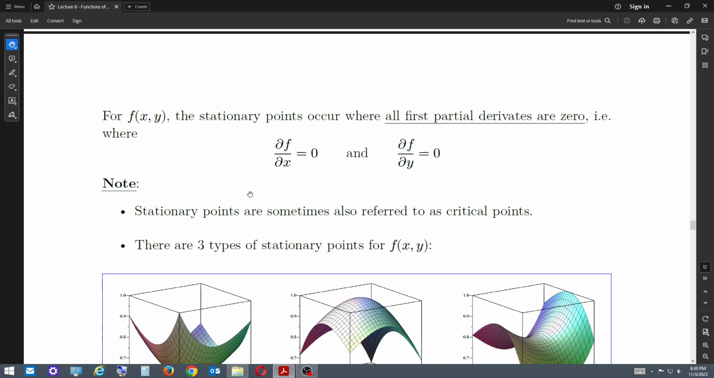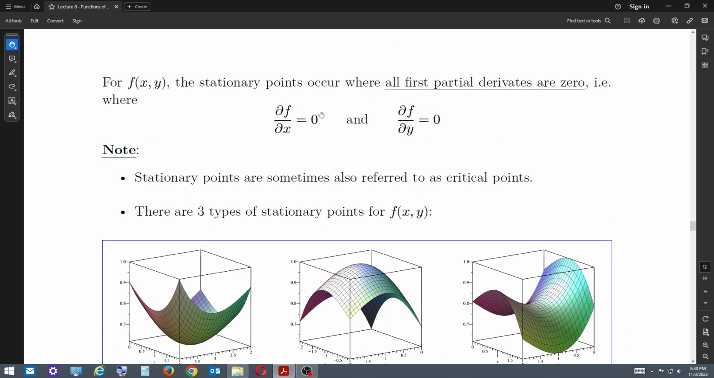So for a function f of x y, or a function of two variables, the stationary points occur when the first partial derivatives are 0. Before, we would have differentiated with respect to x, set it equal to 0 and solve. We do something similar, but because we have two variables, we differentiate with respect to x, set that equal to 0, and also differentiate with respect to y and set that equal to 0. So we will end up with two simultaneous equations that we need to solve.